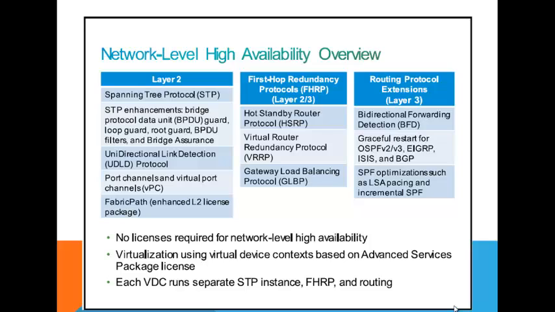Likewise, we have HSRP, VRRP, GLBP for layer 2, layer 3, first hop redundancy protocol for redundancy, and we also have bidirectional forwarding to detect a link failure. In OSPF, both in IPv4 and IPv6 OSPF, and in EIGRP, in ISIS, and BGP, in all these protocols we have something called graceful restart. What is that? High availability.